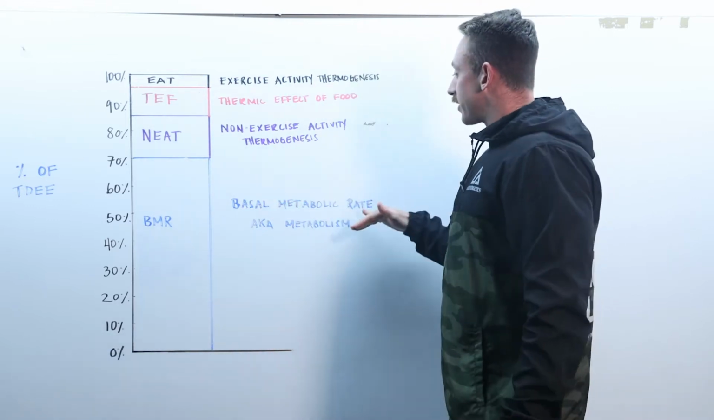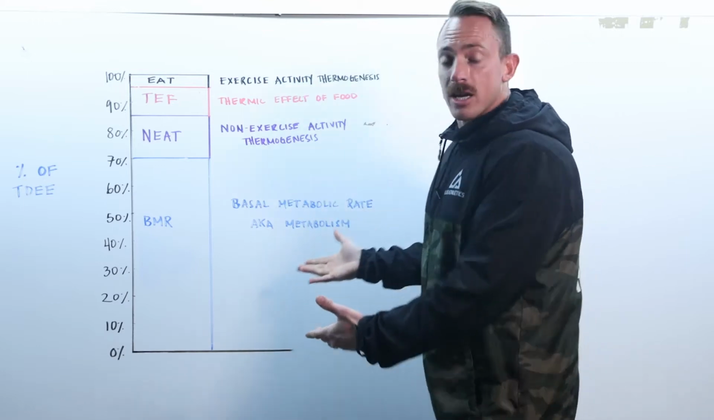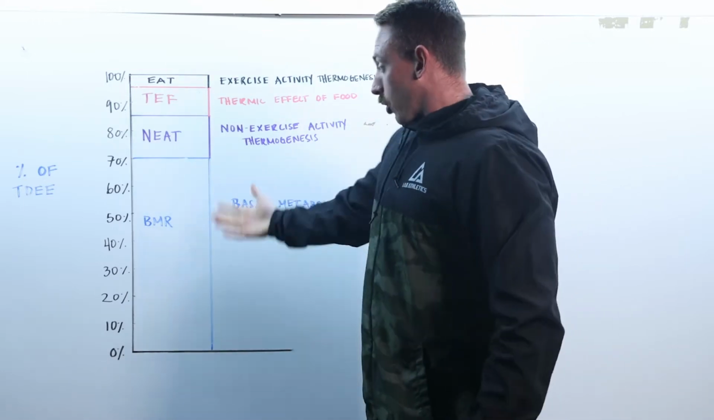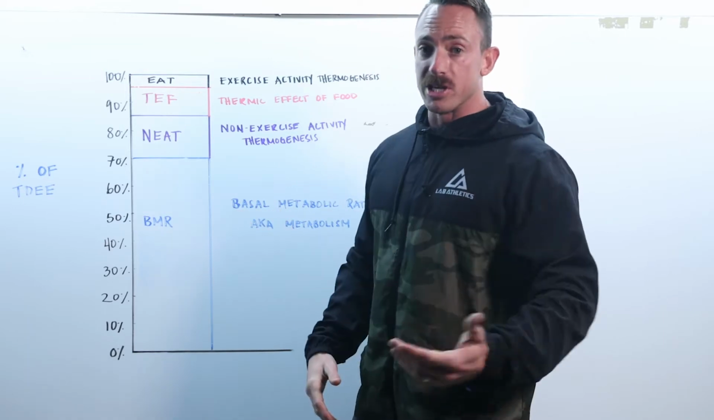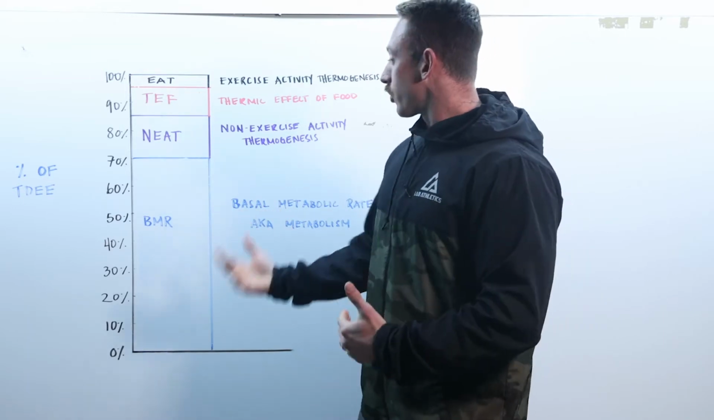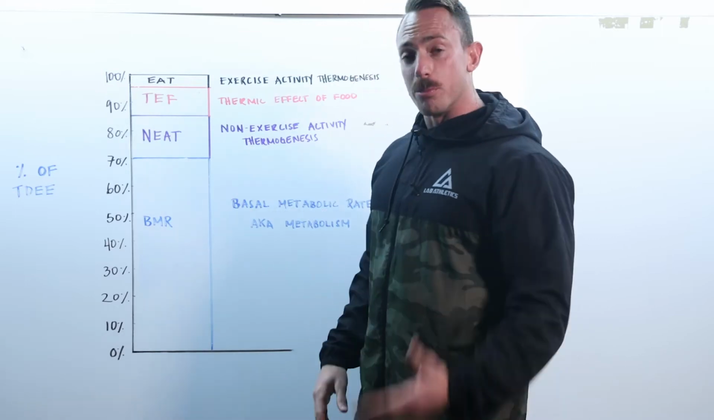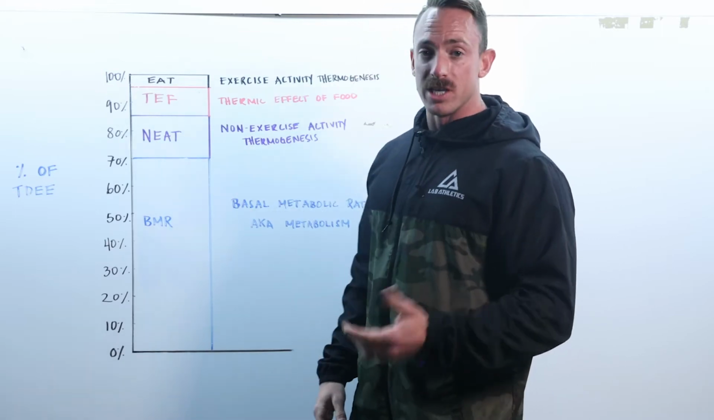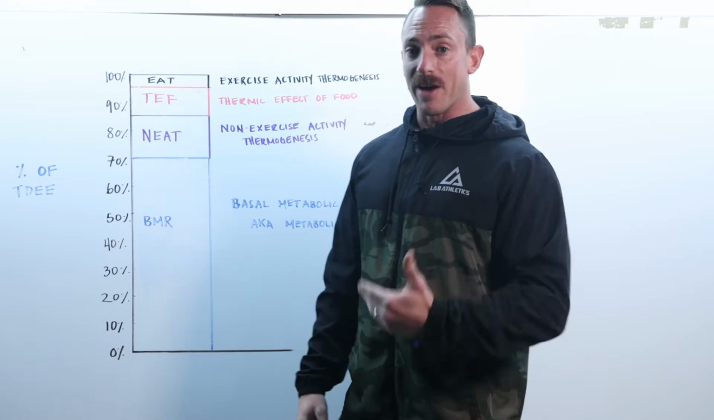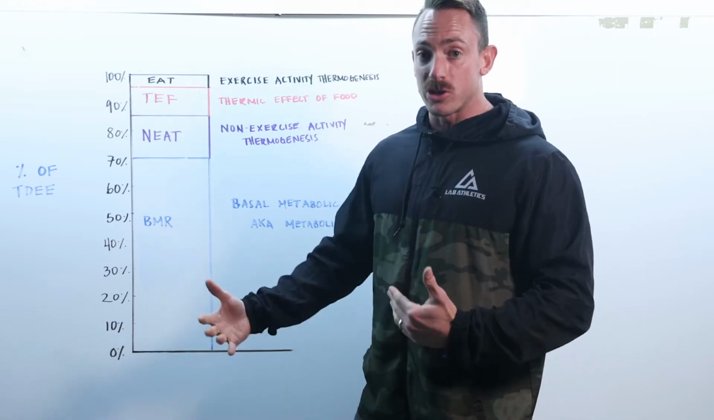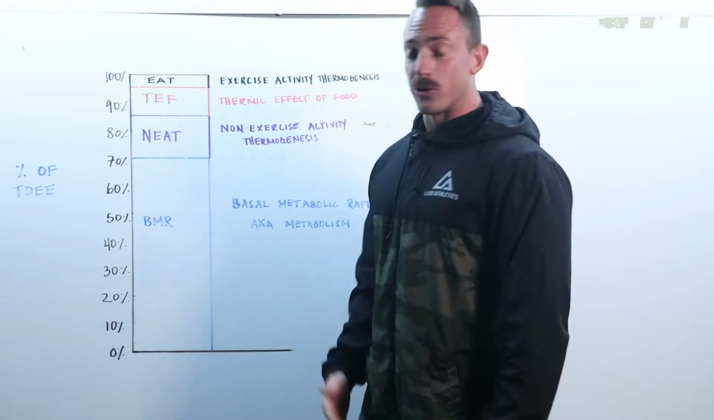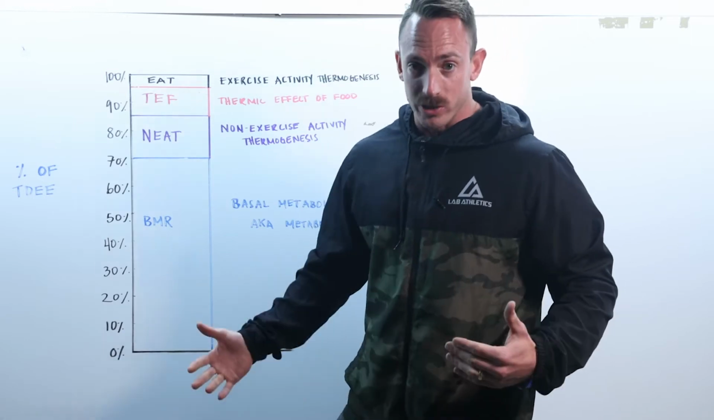BMR is your body's basal metabolic rate, AKA your metabolism. So what controls how many calories somebody is burning at rest, while they're sleeping, while they're at work? The biggest thing that controls your body's basal metabolic rate is how much lean muscle you have on your body. So the more lean muscle you have, the more calories you're gonna be burning throughout the day without even exercising.